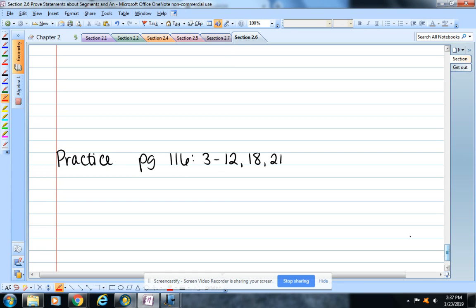12 is multiple choice. Number 18 is another where you try to fill in the blank to finish the proof. Nope, number 18 is a whole proof. We're erasing that one. Don't do number 18. And then I want you to try number 21, which is a fill in the blank proof. Got it? Sound good? Try. That's all I ask you to do is try.